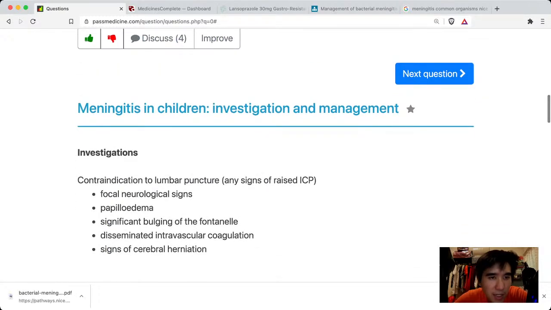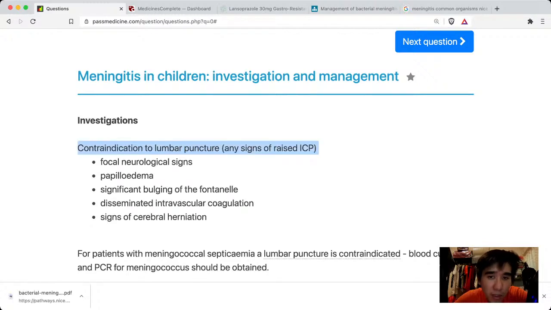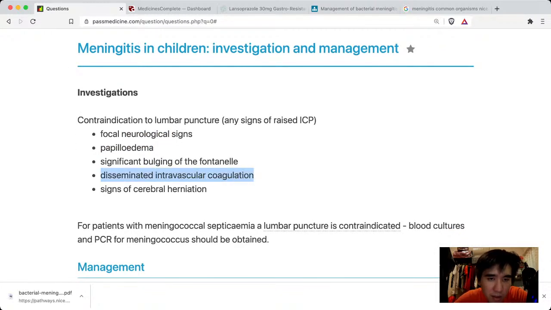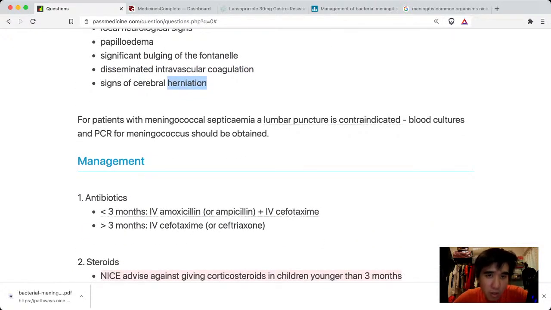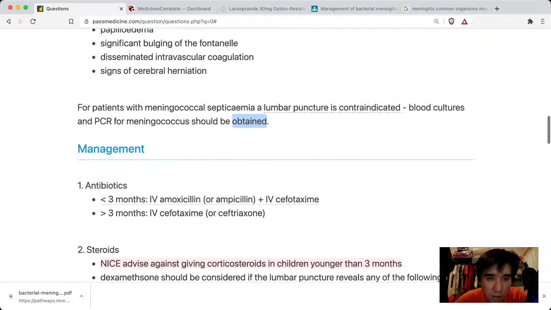Yes, let's go through it. Meningitis in children: investigations and management. Contraindications to lumbar puncture: any signs of raised intracranial pressure, focal neurological signs, papilledema, significant bulging of the fontanelle, disseminated intravascular coagulation, signs of cerebral herniation. For patients with meningococcal septicemia, lumbar puncture is contraindicated. Oh, I see. Blood cultures and PCR for meningococcus should be obtained.